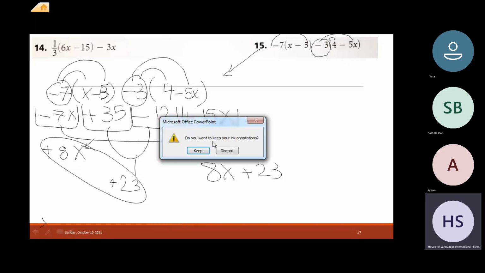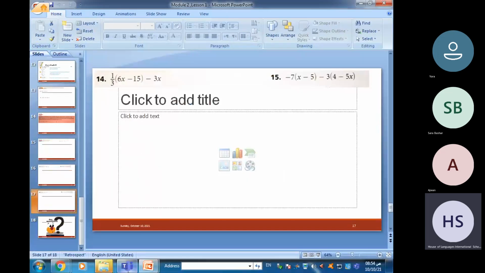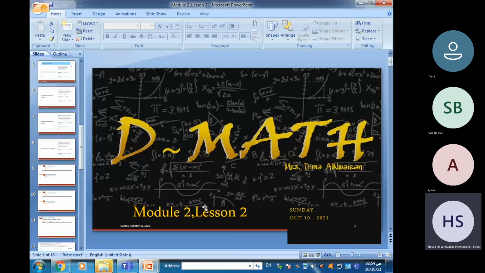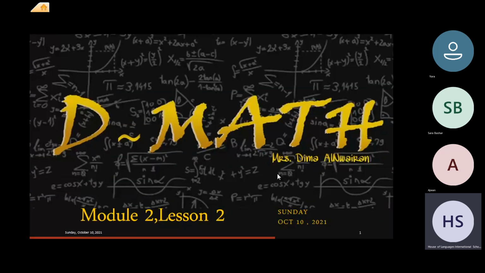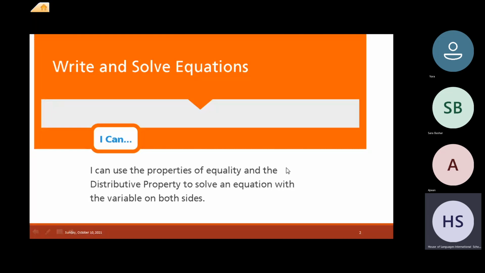Right. Now, let's go to the next lesson now. This lesson that I will take now, I explain it in my old script. Now, let's go to module 2, lesson 2.